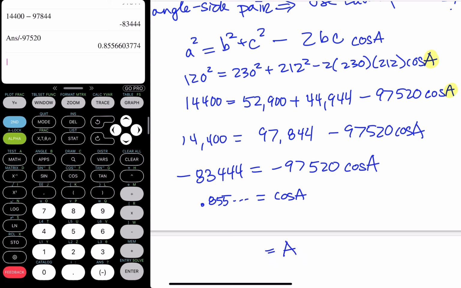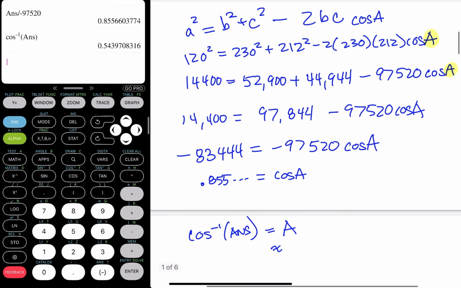So then to find out what A is, I just take the cosine inverse of my last answer in the calculator. So I do second, which is here, cosine, so that gives me cosine inverse. I do second, which is here, and then answer. And so cosine inverse of my answer is approximately 0.5439, blah, blah, blah. Okay, so I think we'll see that that means that I am in radians, unfortunately.